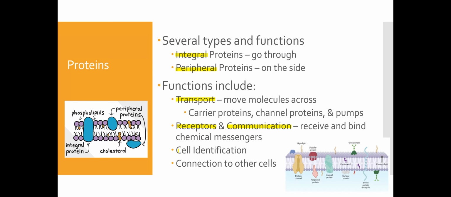They can also be a part of the cell identification. Like your ABO blood group, the reason you're type A or the reason you're type O has to do with the proteins that you have or don't have on your cell membranes. And then they can also play a role in connections. So there are different cell junctions that hold cells together, and many of those involve protein structures.